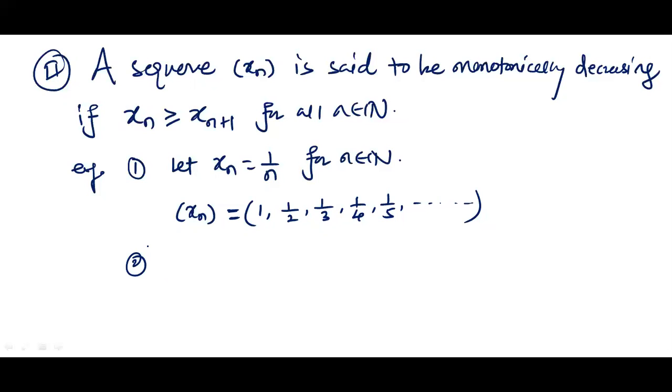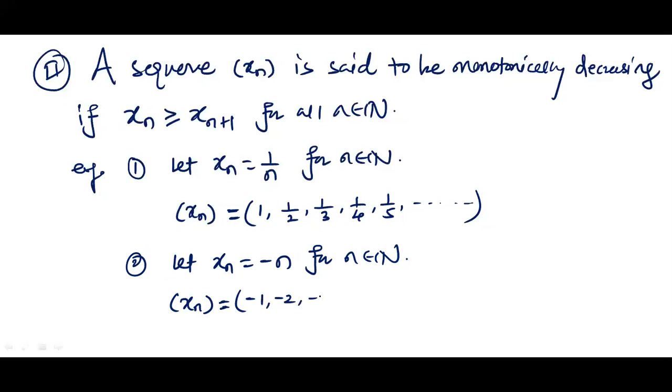Let's see another example. Let's suppose xn is equal to minus n for n belongs to N. Then the terms of the sequence xn are minus 1, minus 2, minus 3, minus 4, minus 5, and so on. You can note that the terms of the sequence are decreasing. Therefore, this is also an example of a monotonically decreasing sequence of real numbers. Okay.